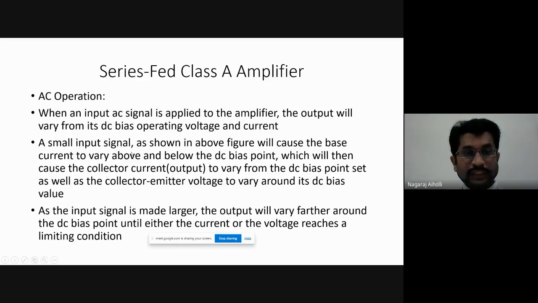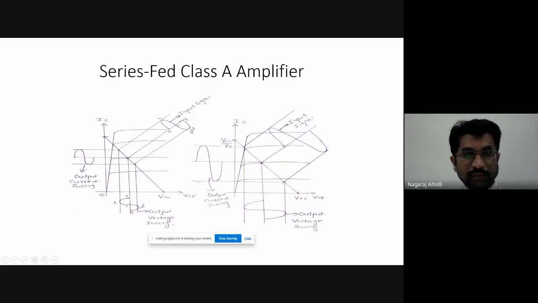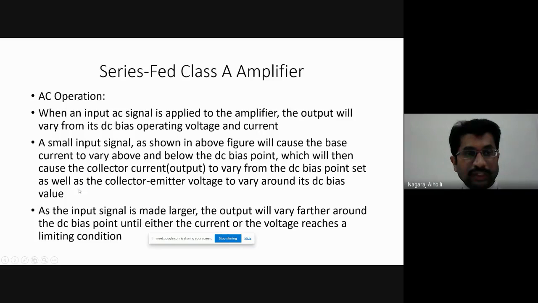A small input signal, as shown in the above figure, will cause the base current to vary above and below the DC bias point. That's what I told. If you are applying a small input signal, the output current is also small, the output voltage is also small. But as you go on increasing the input signal, the collector current will also increase and the collector to emitter voltage will also increase, which will then cause the collector current output to vary from the DC bias point as well as the collector emitter voltage to vary around the Q point.